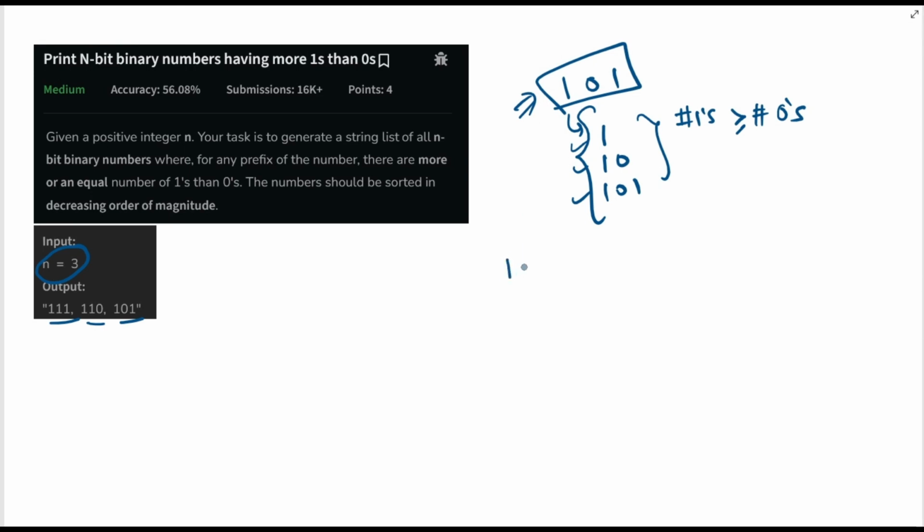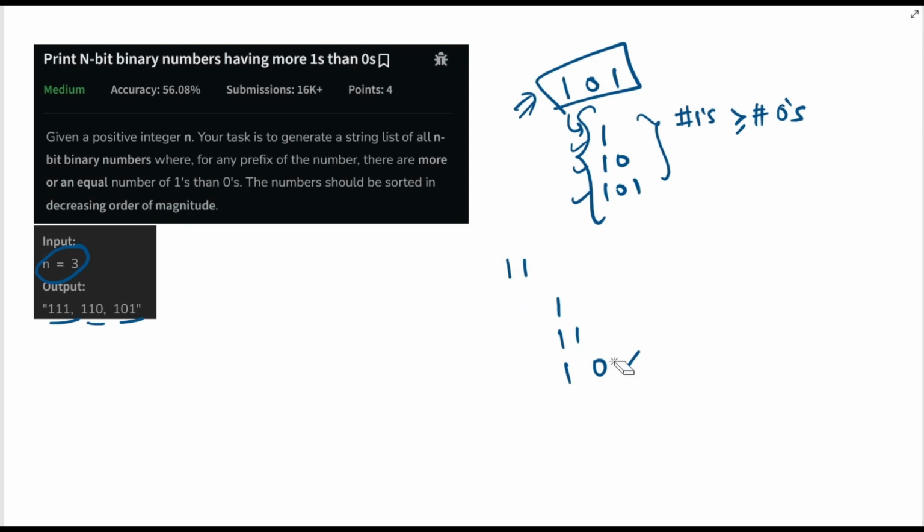So another combination could be 110. Here the prefixes would be 1, 11, 110. In each of the cases, you can see that the number of ones is greater than or equal to the number of zeros, and that is what they want. They want a list of all such numbers.